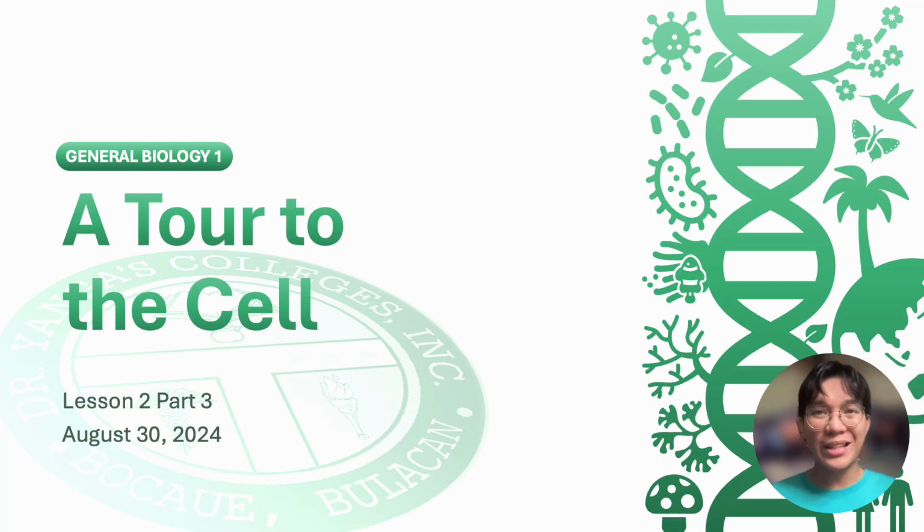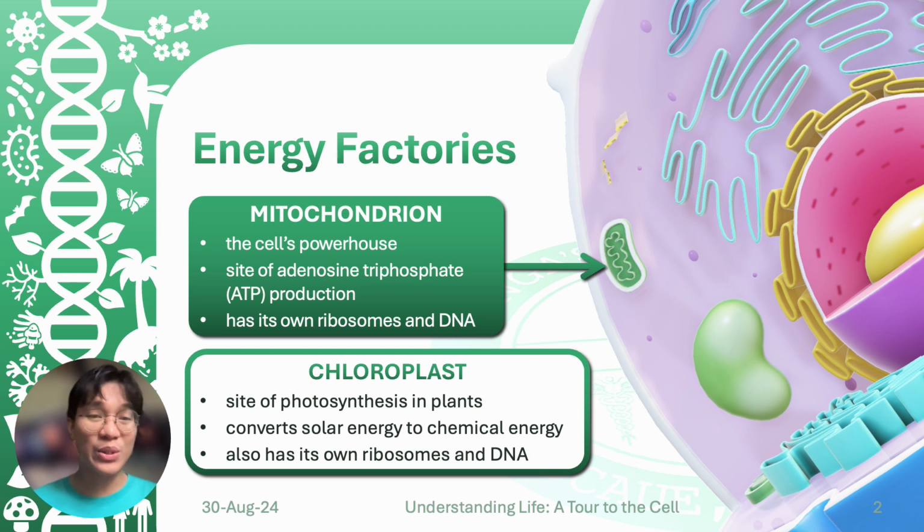And now we go to the last part of this lecture video series on the parts of the cell. We will now be discussing your mitochondria and your chloroplasts. Okay? So these two organelles are actually your energy factories. These organelles are the sites where energy is being produced. Okay? So in the case of your mitochondrion, it's called the powerhouse of the cell.